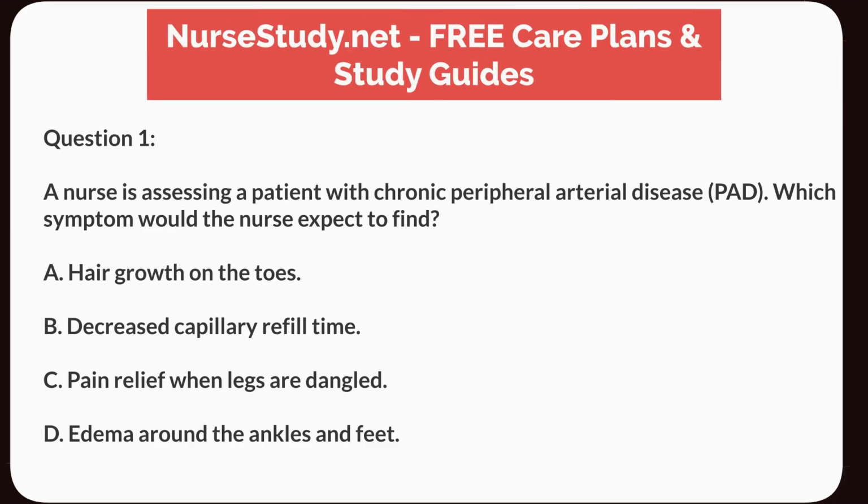Question 1. A nurse is assessing a patient with chronic peripheral arterial disease, PAD. Which symptom would the nurse expect to find? A. Hair growth on the toes. B. Decreased capillary refill time. C. Pain relief when legs are dangled. D. Edema around the ankles and feet.